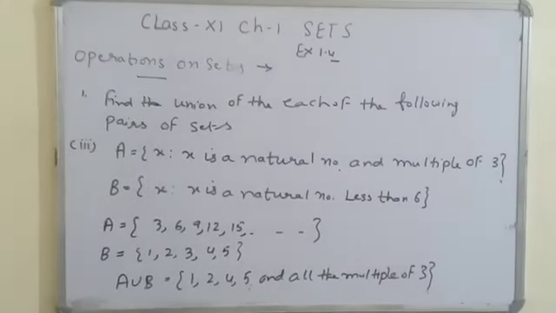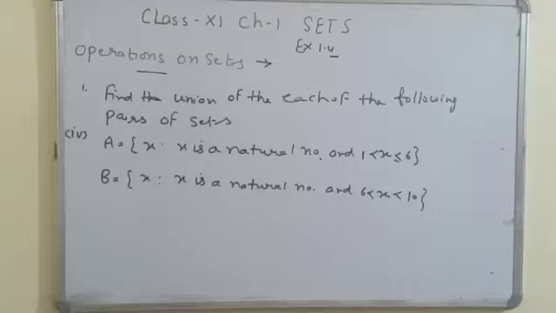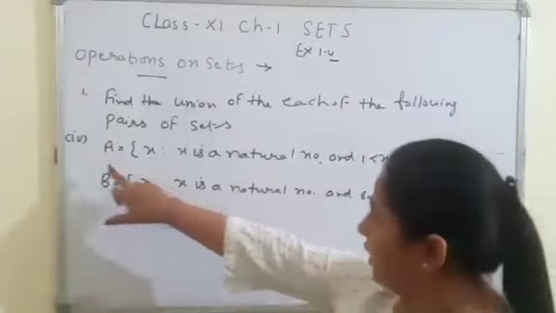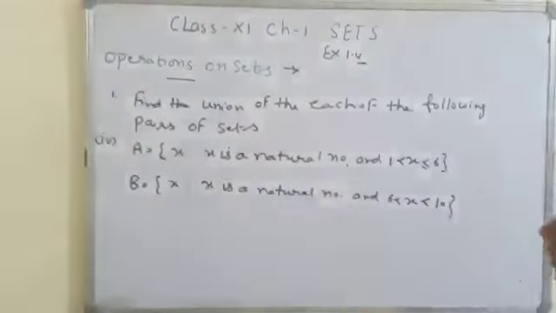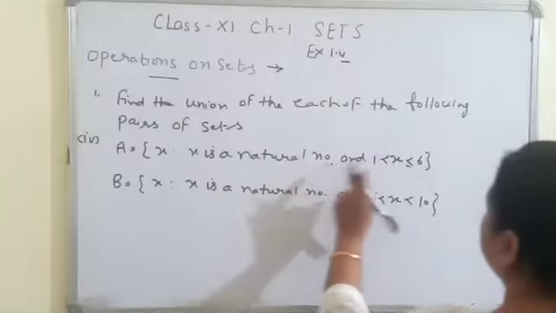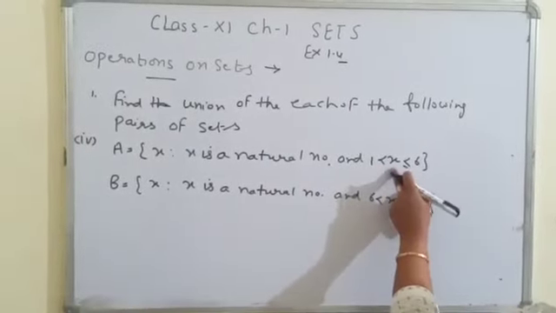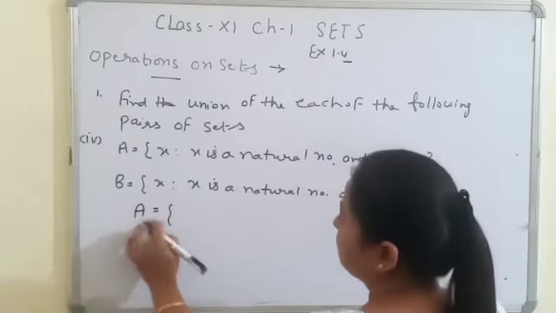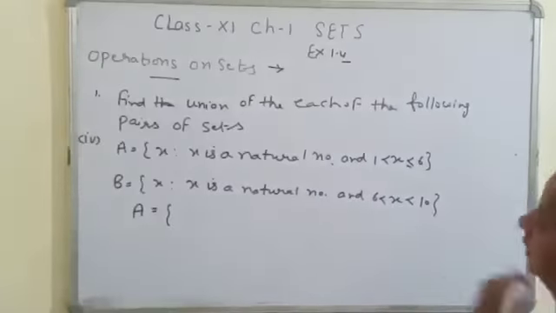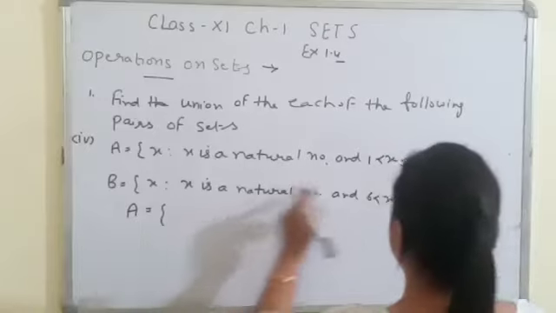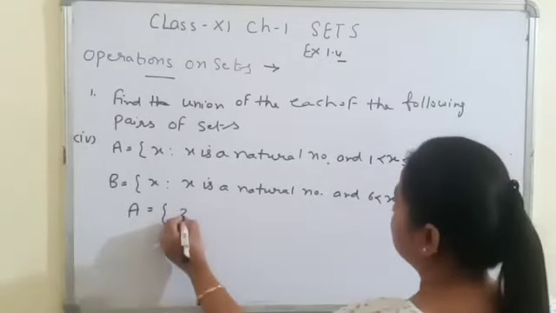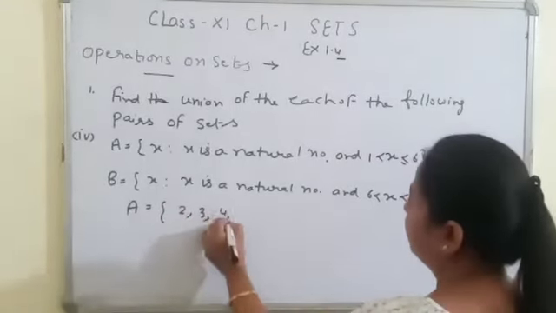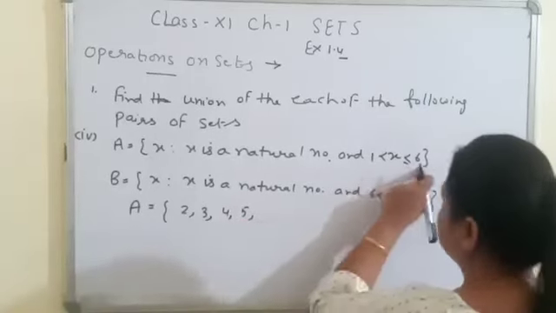Part 4. Part 4 of question 1: set A is x, where x is a natural number greater than 1 and less than or equal to 6. So write down set A in tabular form. The elements of set A are greater than 1, so it is 2, 3, 4, 5, and less than or equal to 6.